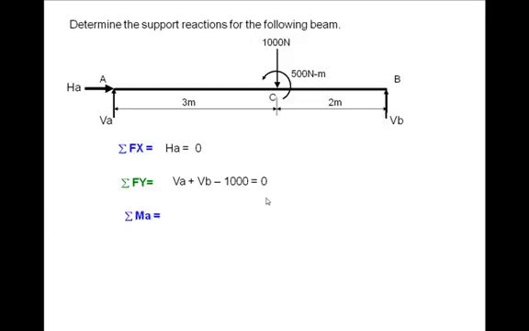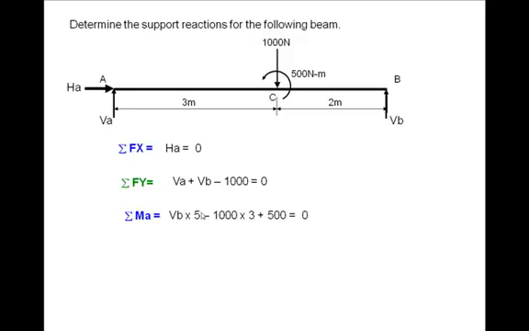And the last equilibrium equation, you can take moment about any point and equate it to 0. We have chosen point A, and we have taken moment of all these forces about A. HA and VA pass through point A, so they don't give any moment. So I have VB into 5, 3 plus 2, 5. The sign is positive because I am taking anti-clockwise as positive. Then 1000 into 3, that is negative, and plus this anti-clockwise moment of 500 Newton meter.